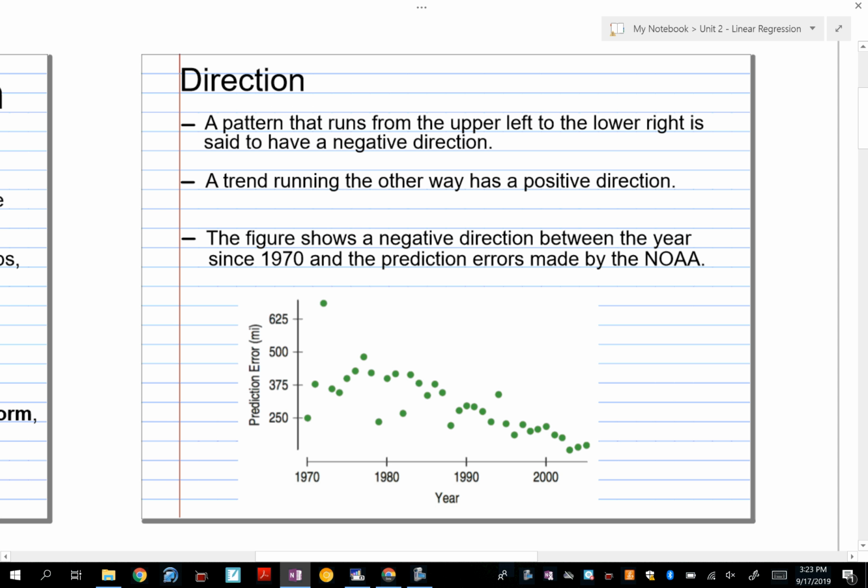Let's start with direction. Pretty much the only options you're going to see here are positive or negative. If you think back to your days of algebra, if you're going from the top left to the bottom right, like what's happening in this scatter plot, you would say that it has a negative direction. If our dots went from the bottom left to the top right, what I just plotted there, that would be a positive direction. That's what we're really looking for when we say direction. Any questions on direction? And hopefully you've already done this on your notes.